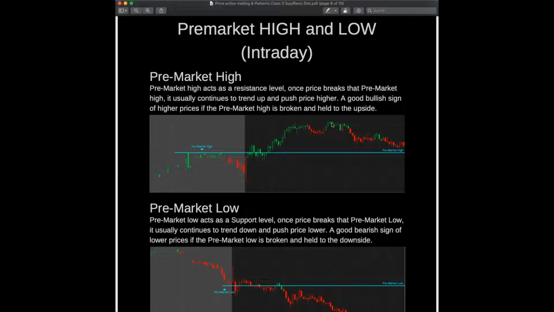The pre-market high acts as a resistance level. Once the price breaks that pre-market high, it usually continues to trend up and push prices higher. A good bullish sign of higher prices is if the pre-market high is broken and held to the upside. So here we have the pre-market high, and we broke out, and we're consolidating on it, then got on it, held it, and then pushed up.